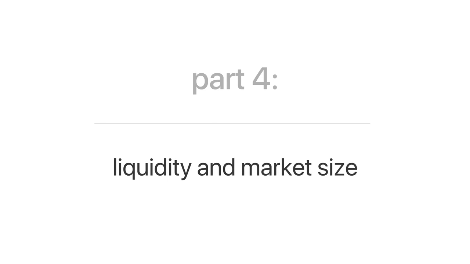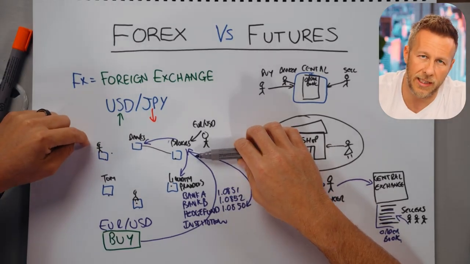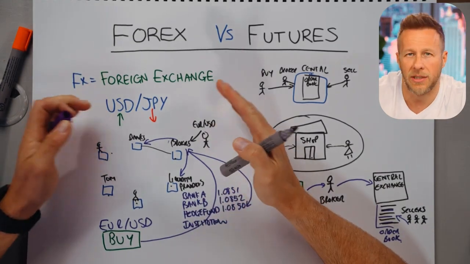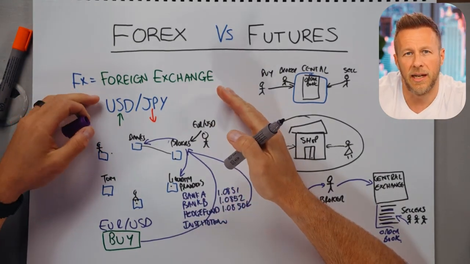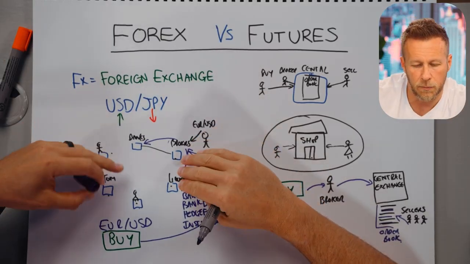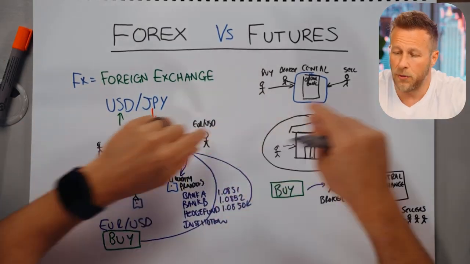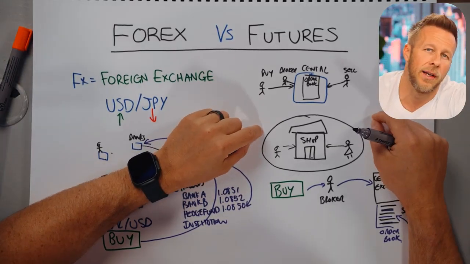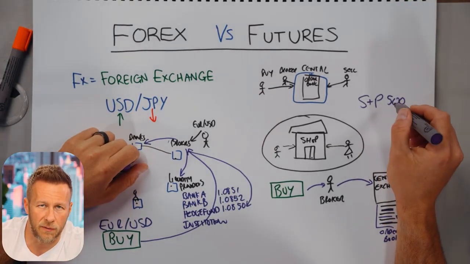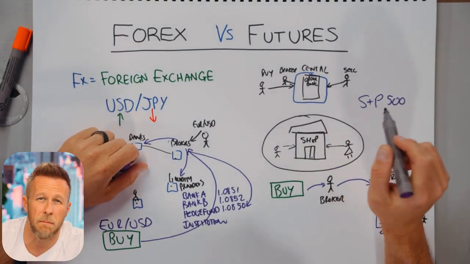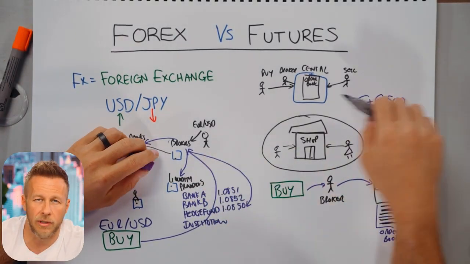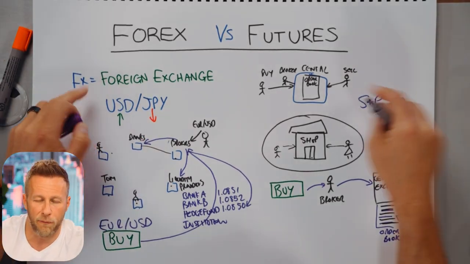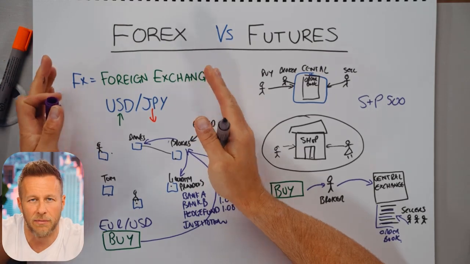Forex is the largest financial market in the world. The daily volume exceeds $7 trillion, as I said. And because of that enormous liquidity, major currency pairs tend to move smoothly and spreads are often very tight. Futures markets are smaller in comparison, but they're still extremely liquid. Major futures contracts like the S&P 500 or Treasury futures trade billions of dollars every day. For most retail traders, liquidity isn't usually a problem in either of these markets, but Forex tends to dominate when it comes to overall size.